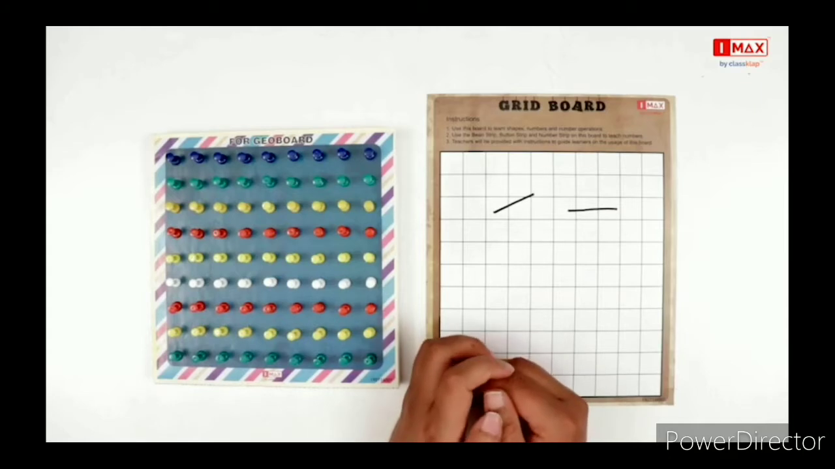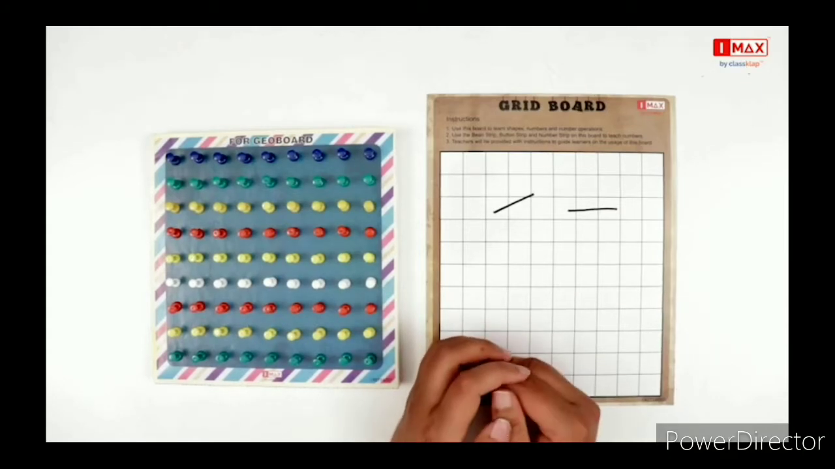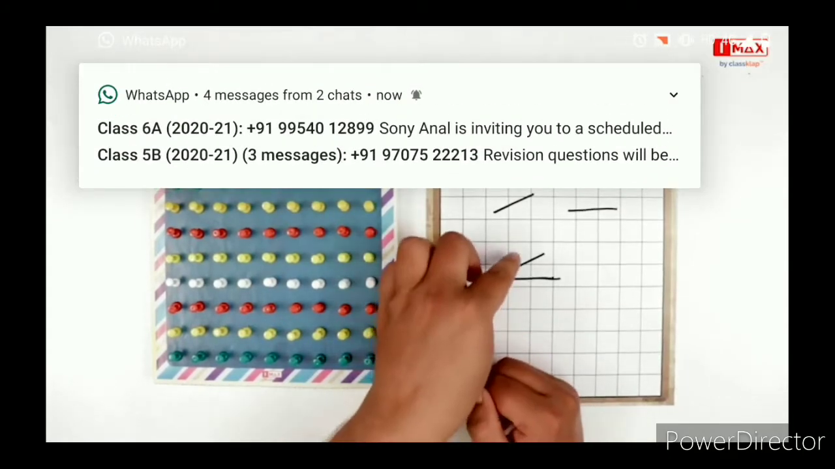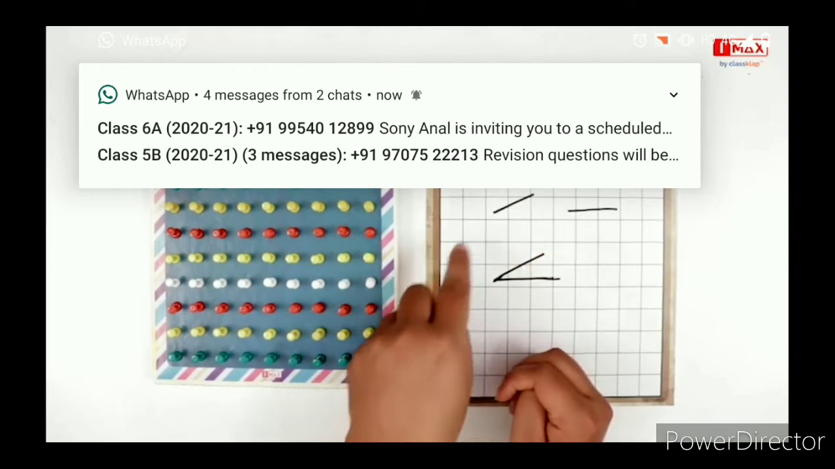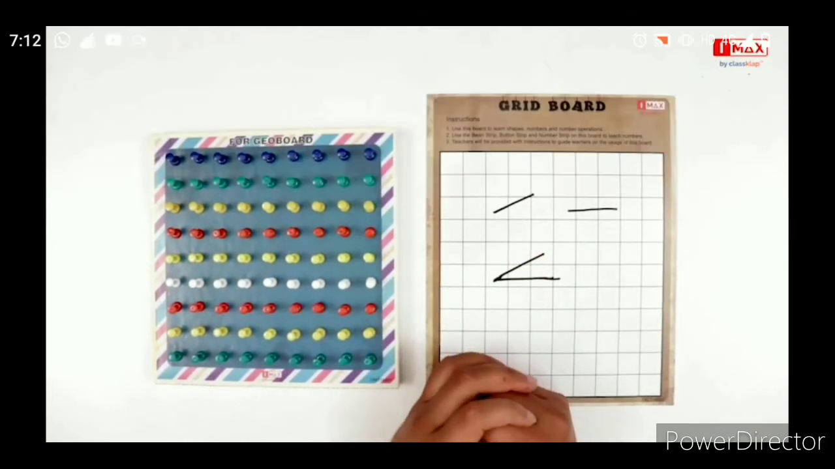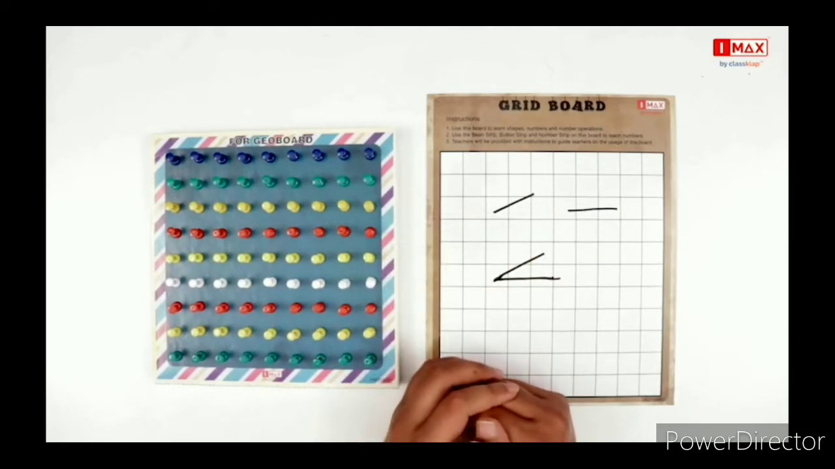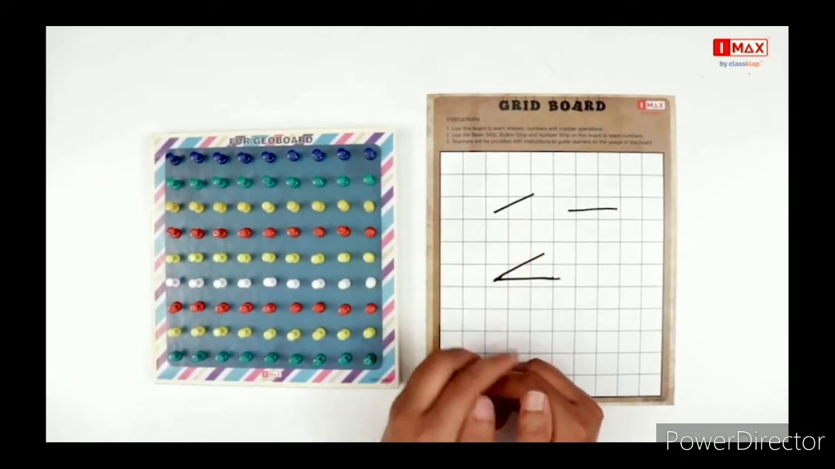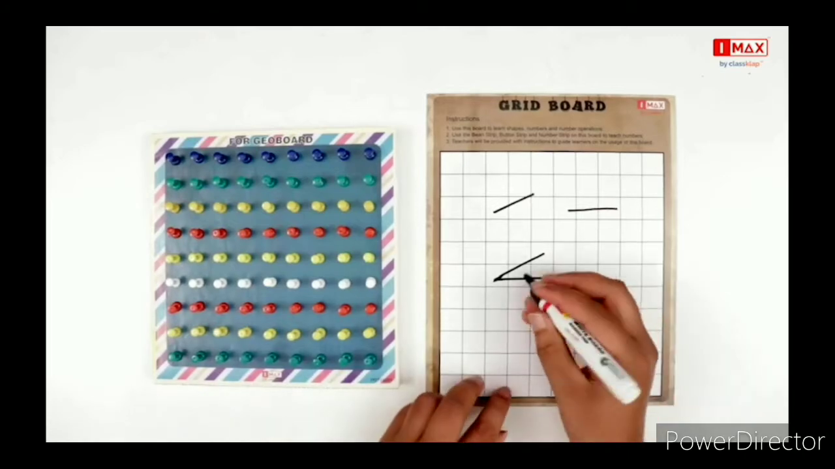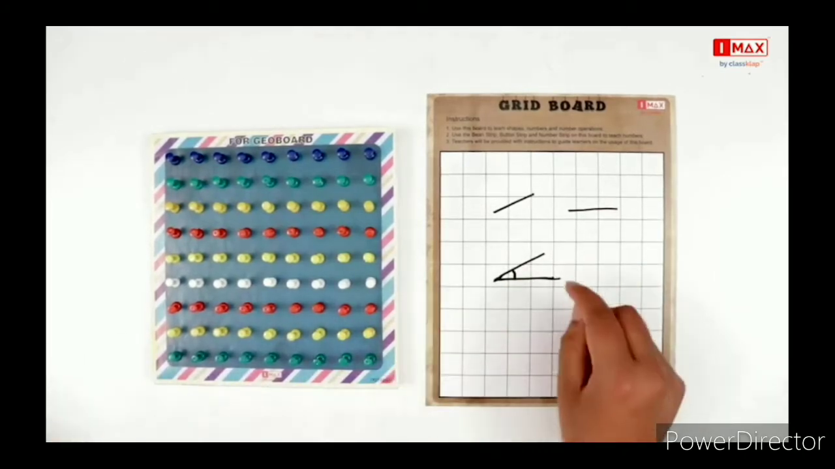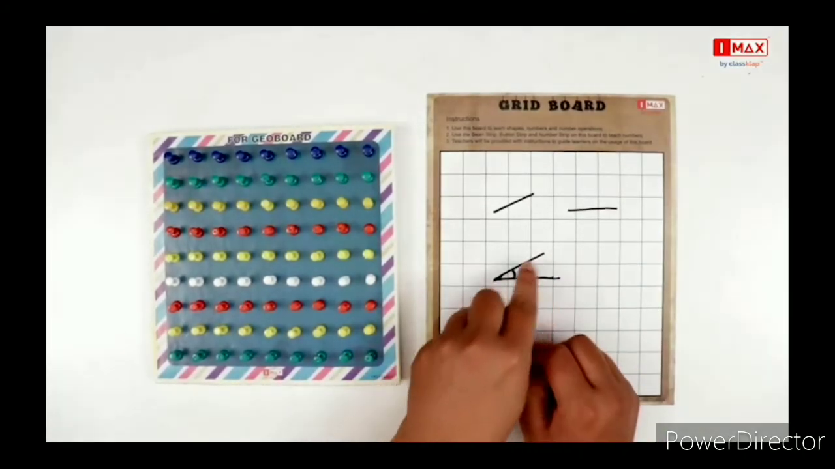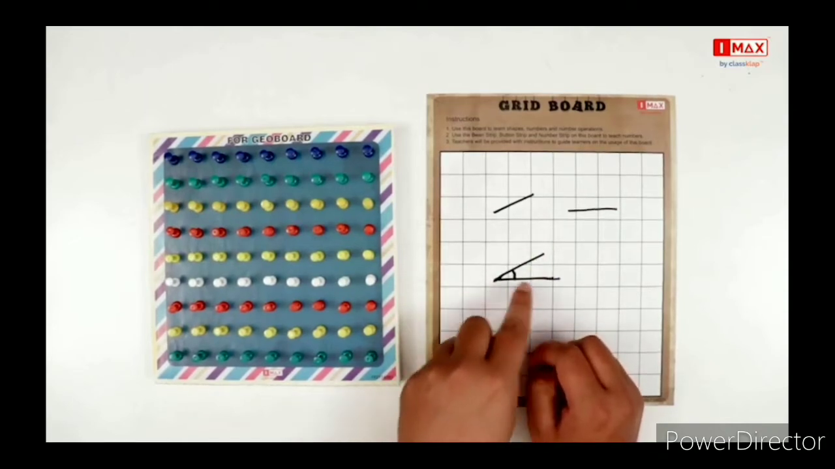So what happens if two lines meet? What do the lines meeting form? Do they form a special shape? Well, this is called an angle. Whenever two lines meet, they form an angle, and we can show an angle like this.